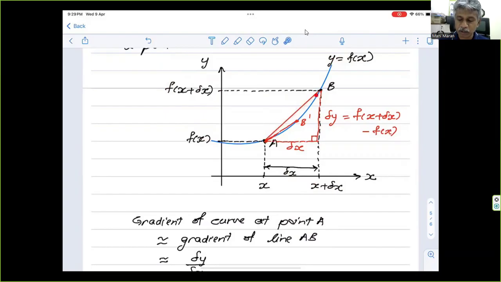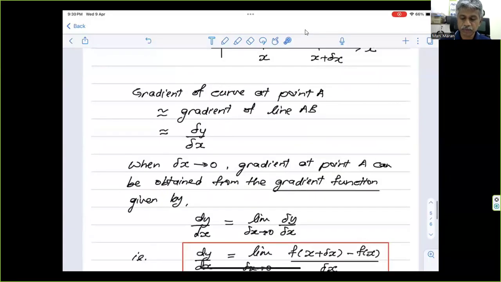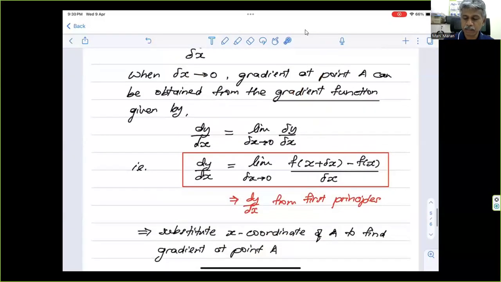So this gradient is approximately the same as the gradient of the tangent. Here I've drawn the diagram exaggerated, but if you put B very close, then the gradient of the tangent and the gradient of line AB will be very close. So the gradient will be exactly equal to dy/dx when delta x approaches 0. Approaching 0 means that it becomes smaller and smaller. So this is a very important formula, how to find dy/dx when delta x approaches 0.